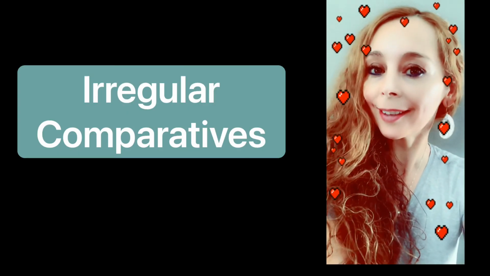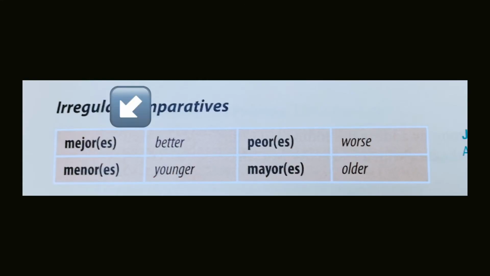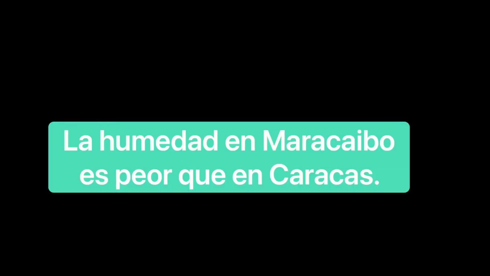Irregular Comparatives. For irregular comparatives, we use mejor for better, peor for worse, menor, younger, mayor, older. For example, el tiempo en Caracas es mejor que en Maracaibo. The weather in Caracas is better than in Maracaibo. La humedad en Maracaibo es peor que en Caracas. Humidity in Maracaibo is worse than in Caracas.